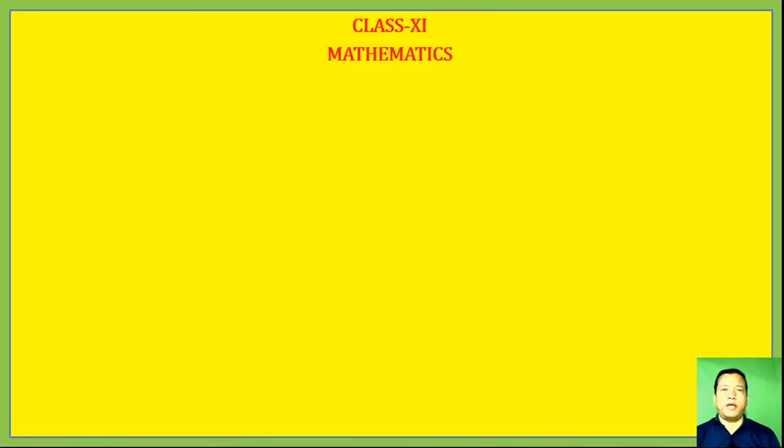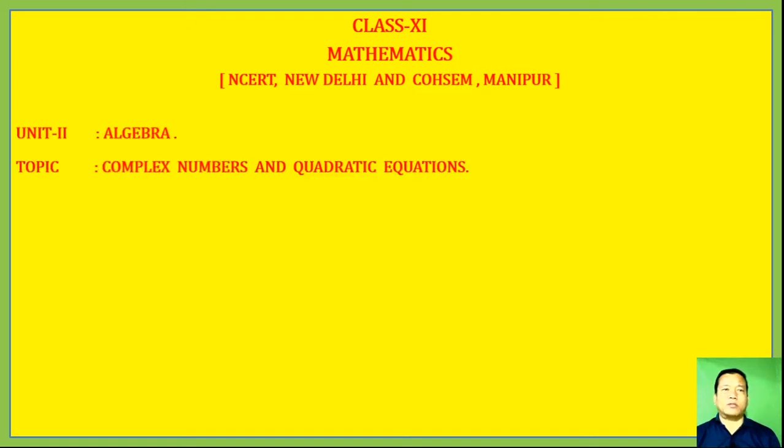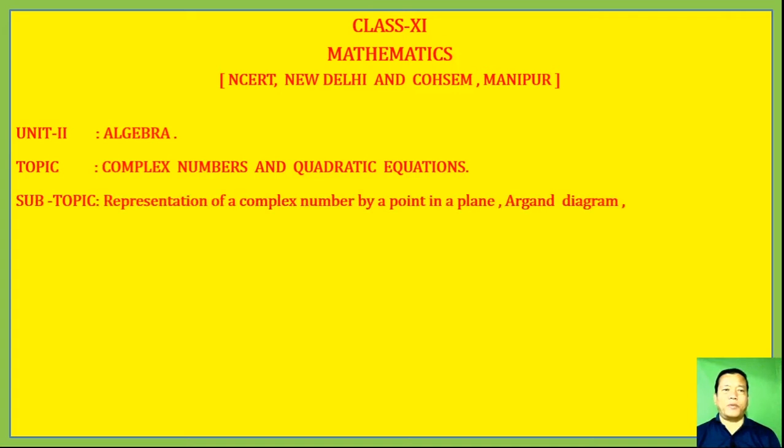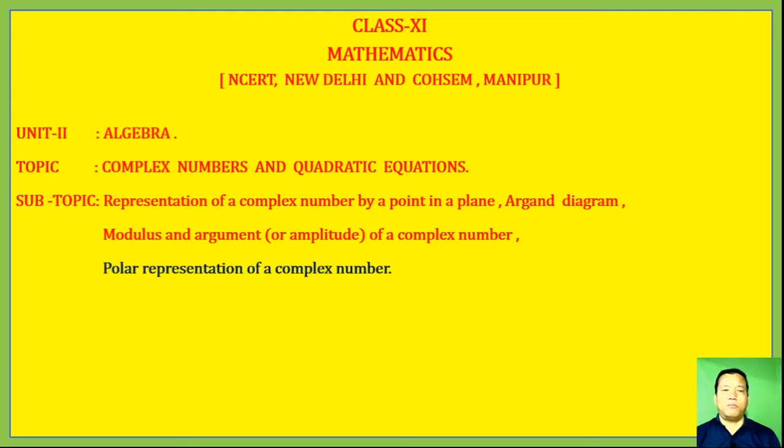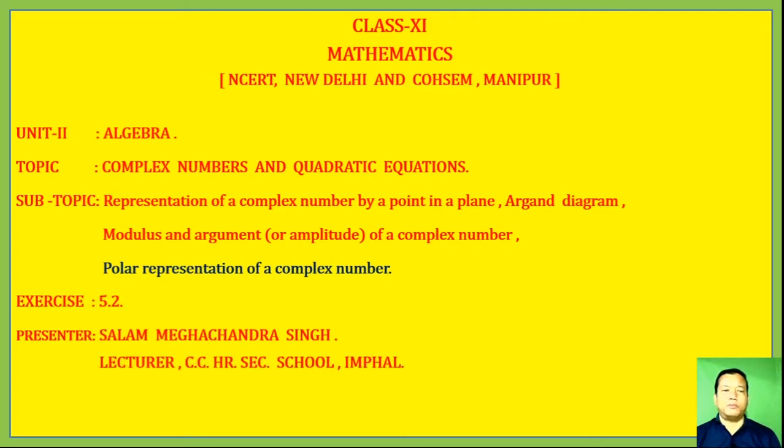Class 11 Mathematics, NCERT New Delhi and COHSEM Manipur. Unit 2 Algebra. Topic: Complex numbers and quadratic equations. Subtopic: Representation of a complex number by a point in a plane, Argand diagram, modulus and argument or amplitude of a complex number, polar representation of a complex number. Exercise 5.2.